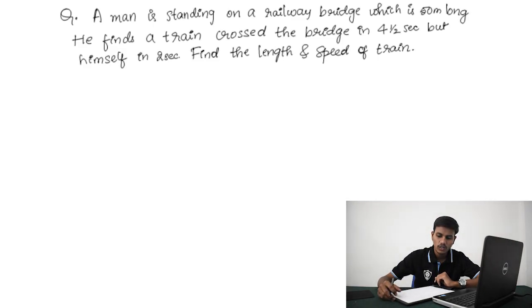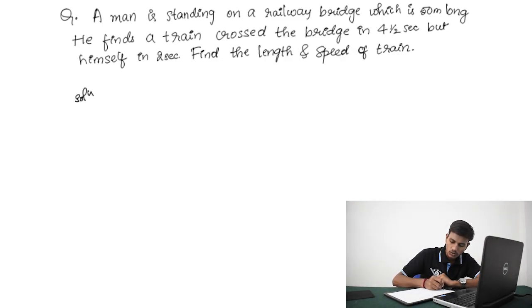A man is standing on a railway bridge which is 50 meter long. He finds a train crossed the bridge in 4.5 seconds, but himself in 2 seconds. Find the length and speed of the train. Here there are two cases. To find a solution, we have the first case, where the train crosses the bridge.